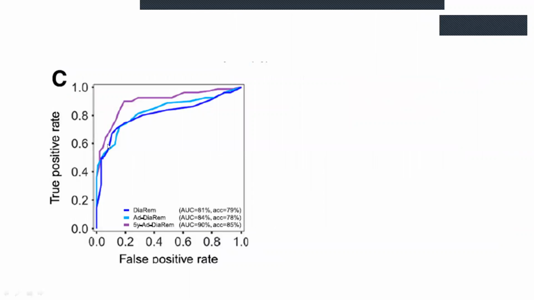So this was the area under the ROC plot. It is clearly seen that the violet graph representing the 5-year AD-DIREM has a higher area under the curve, which shows that it had a better discriminatory capacity. And it is also seen that the accuracy and the area under the curve are much higher numerically also.